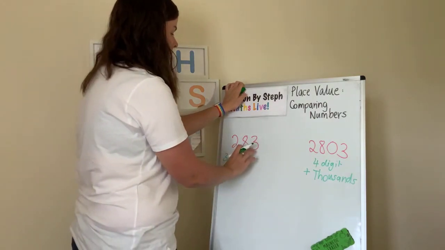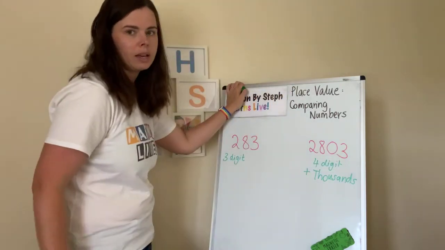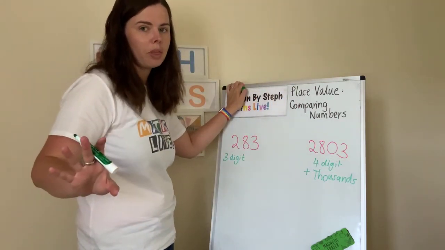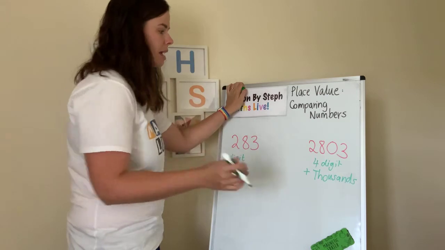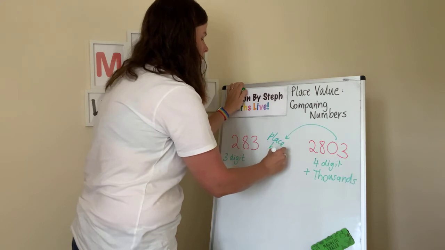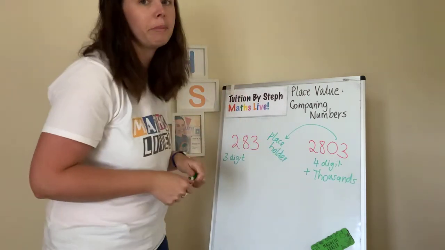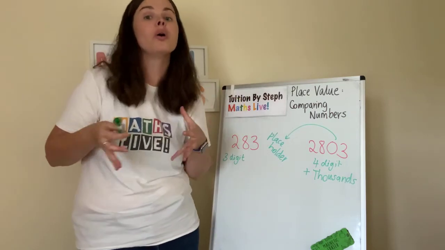They've got a 2, an 8 and a 3, and a 2 and an 8 and a 3, but there's a 0 there. Definitely not the same number though, okay? Remember, our lovely 0 is acting as a placeholder. Because we like to say, oh, 0 means nothing in math. No, it doesn't.